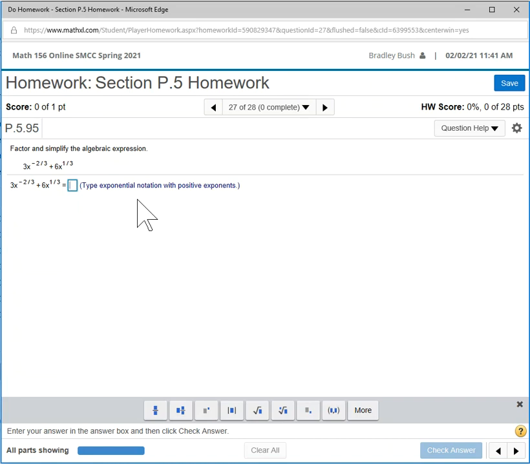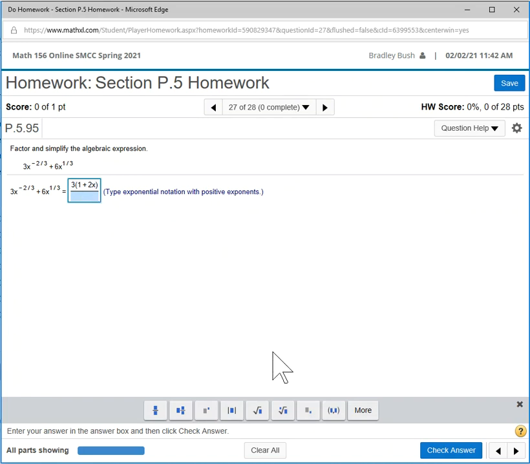The answer is fractions, 3 times the quantity 1 plus 2x all over x to the 2/3. So let's start by putting in a fraction. In the top, we will have 3 times parentheses 1 plus 2x, close parentheses, and then we'll move to the bottom.